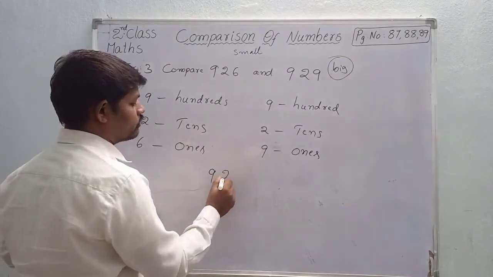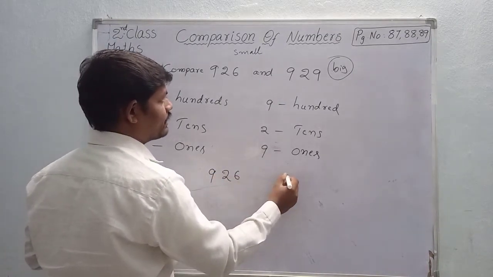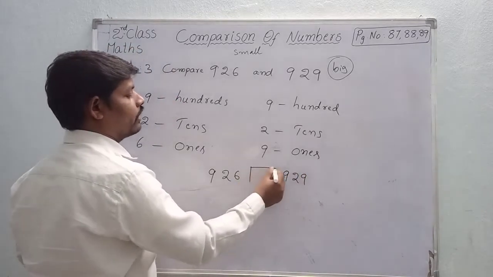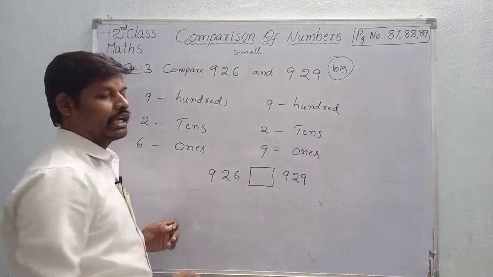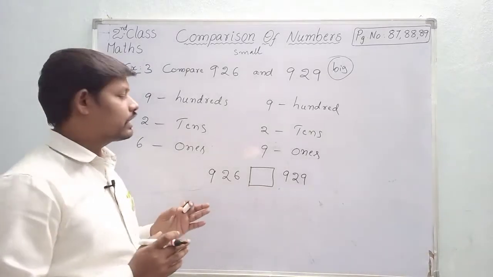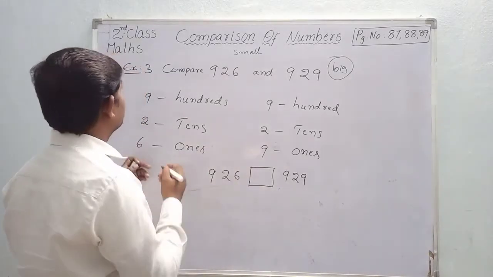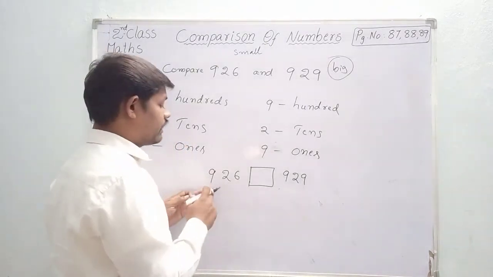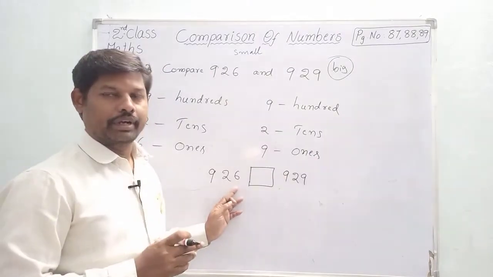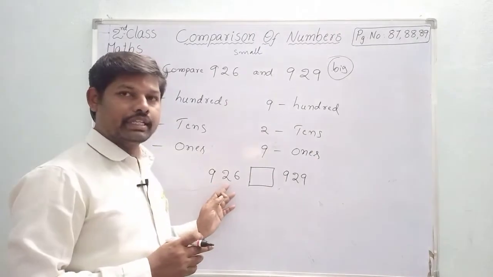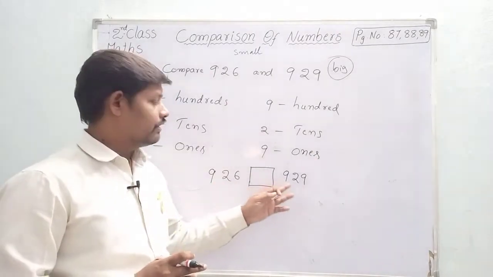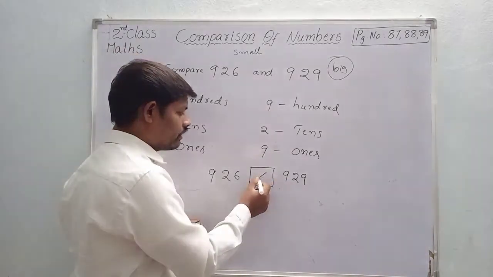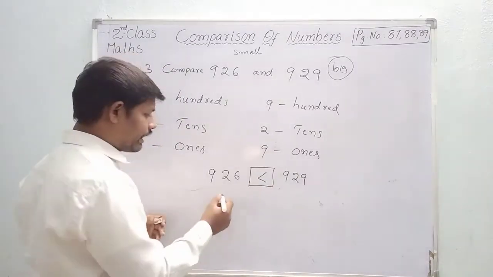So when you want to write by using symbols, how to write? First 926 and 929. Middle you have a box. You have to write symbol, either less than or greater than. 926 is a small number. So that is why 926 is less than 929. Which symbol you have to write? Less than.